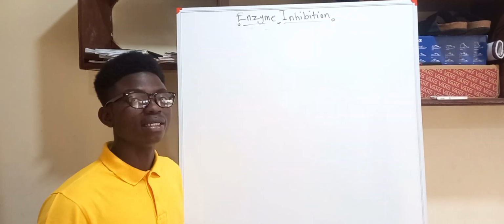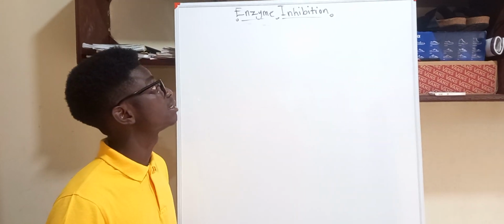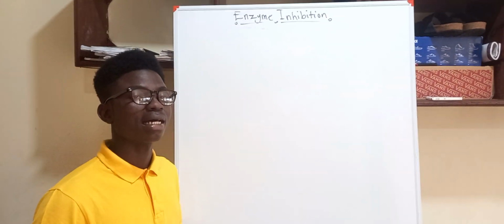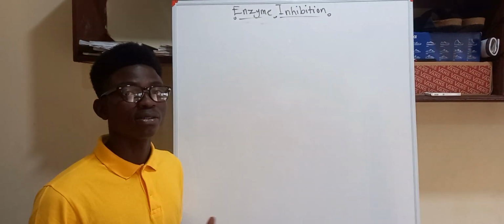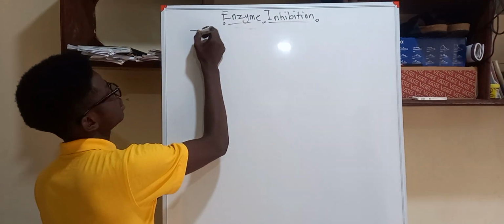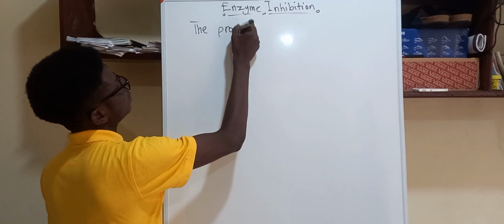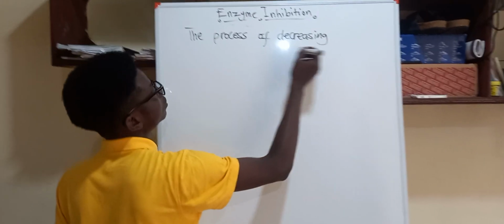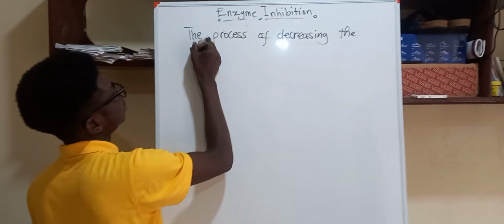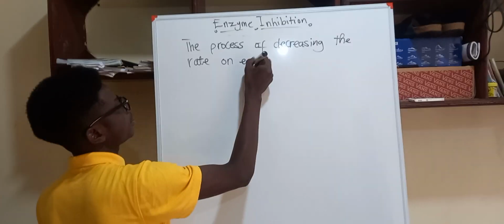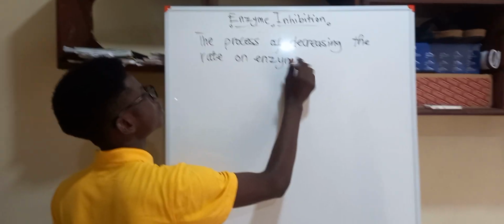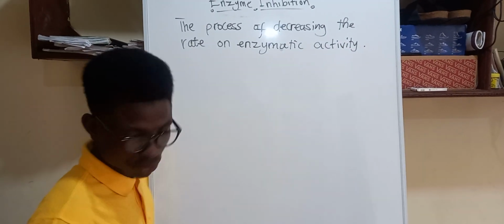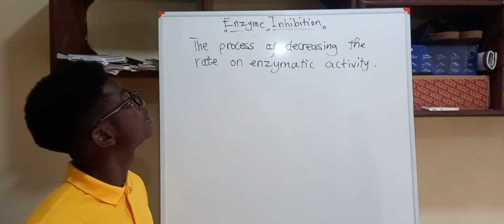For today's session, we're looking at enzyme inhibition. When we talk about enzyme inhibition, it is the process of decreasing the rate of enzymatic reaction, the process of decreasing the rate of enzymatic activity. This is what we mean by enzyme inhibition.